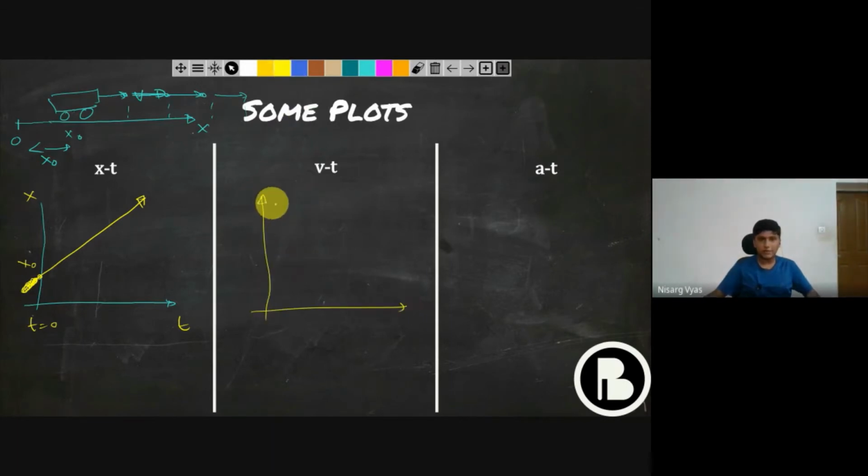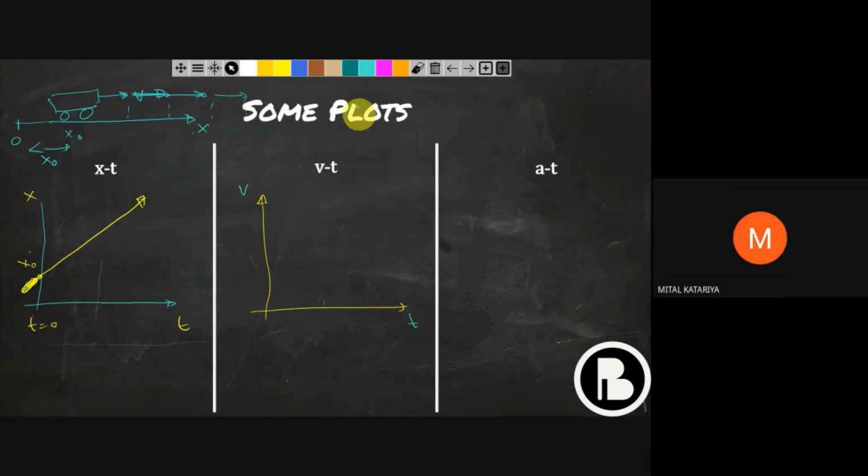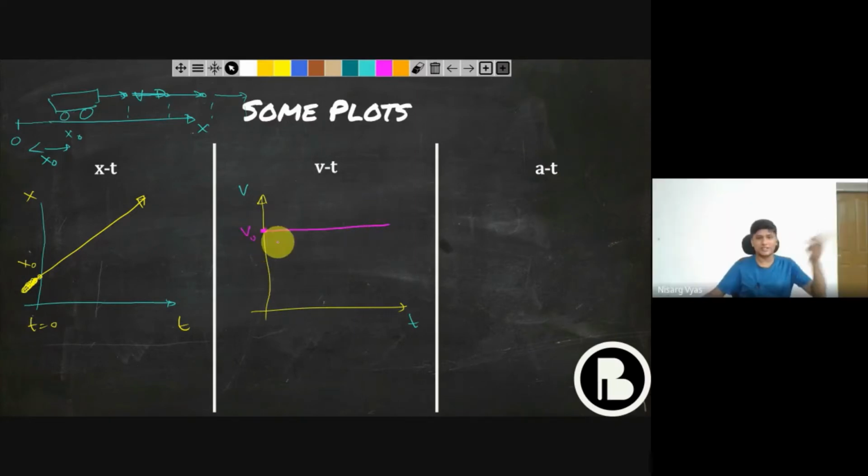I want answers from everybody now. Some of you are not speaking. So what about Mithal? What about the vt curve? So it will be a line parallel to t and passing through some value v naught. Yes. Whatever the value of velocity is, that is v naught.